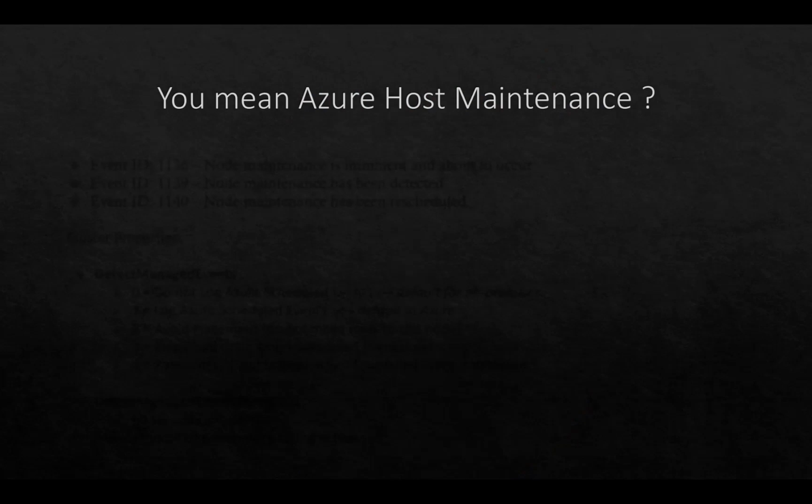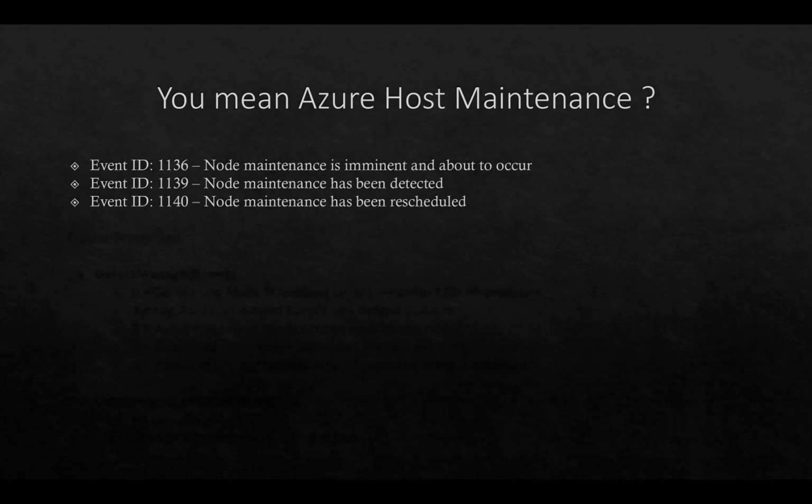Now there are a couple of events besides the scheduled. 1136 is imminent and fixing to occur. The 1139, which I showed previously, means that maintenance has been detected, that it's gotten onto the schedule. And then the last one, node maintenance has been rescheduled, so it's not going to actually do the maintenance at the time; a decision was made to reschedule it for a different time.